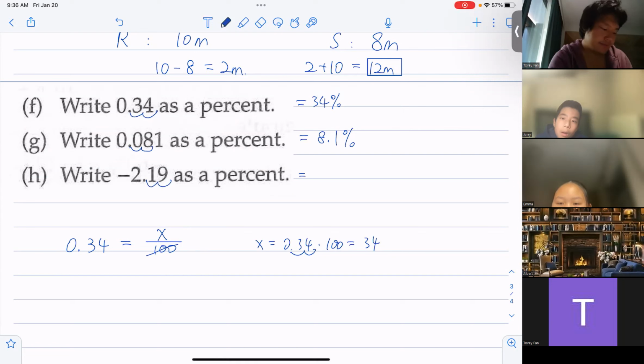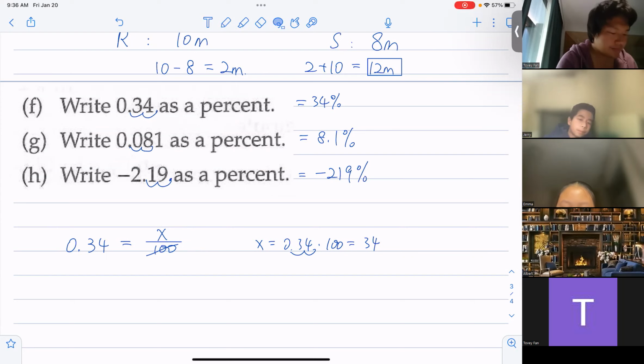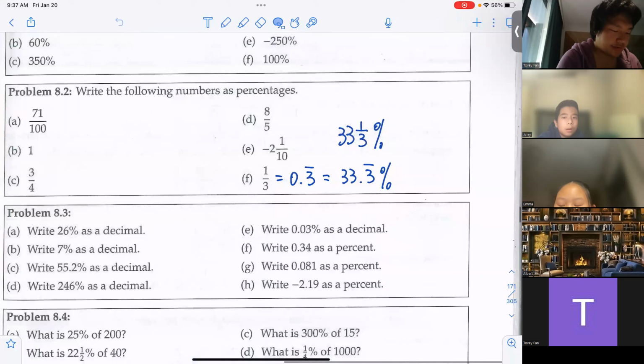What do you have? Negative 21.9. You move it 2 places. Oh, yeah, negative 219. Yes, negative 219%. Very good. Okay, remember? Does that make sense, Emma? Every time times by 100, move the decimal 2 places to the right. That's it. So that's why this 1/3 converted to decimal, you can do this. If you don't convert to decimal, you have to change this to 100.